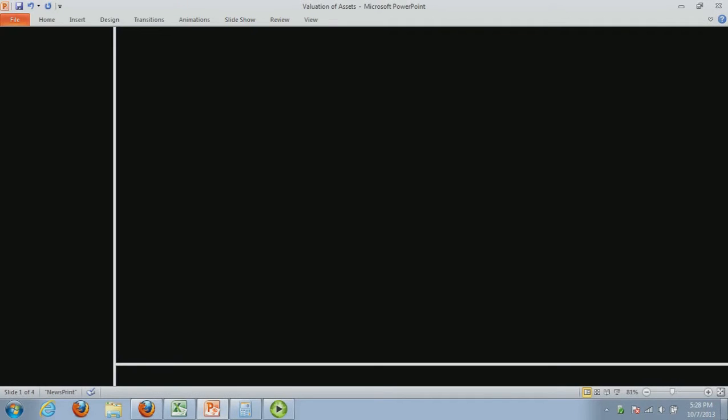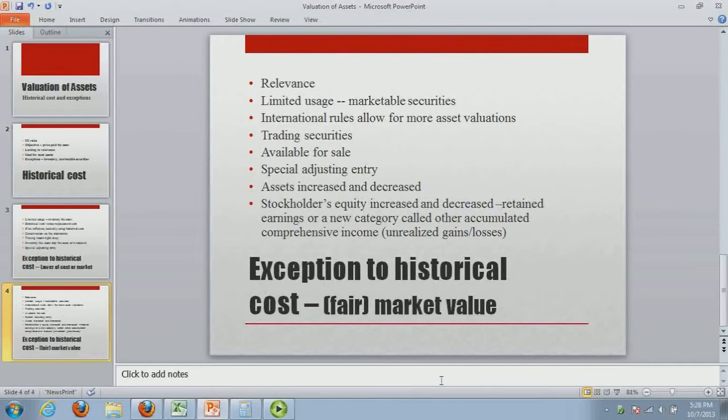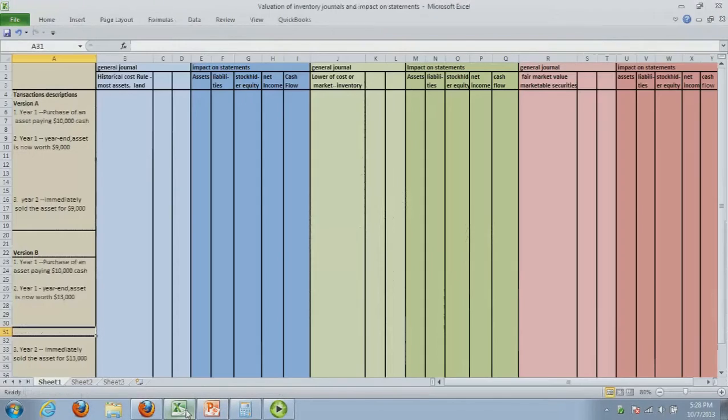Okay, so now let's go ahead and move to our example, our problem, and a very basic problem. We're going to start out with land. Land is certainly valued with historical costs, so in our basic rule, we're going to buy land, pay $10,000, tiny little piece of land. I just like small numbers, they're easier to work with.